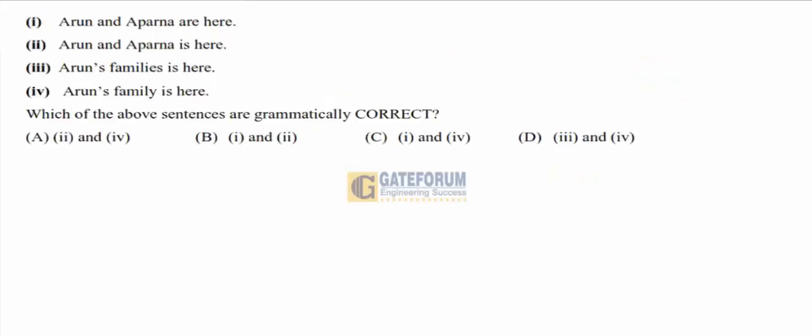Arun and Aparna are here. Arun and Aparna is here. Arun's families is here. And Arun's family is here. Which of the above sentences are grammatically correct? It's a very simple case. Just by reading it, we can say that only these two are grammatically correct. The rest of these two are wrong. So we will say 1 and 4 are grammatically correct, which is this option. Let's go to the next one.